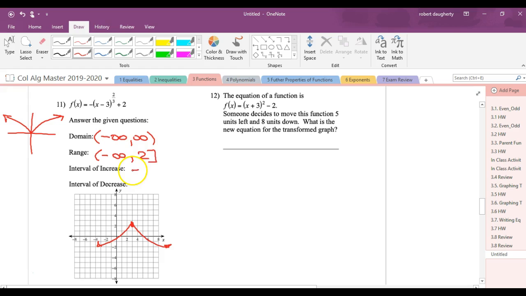Increase: it increases from negative infinity all the way over to 3, and it decreases from 3 to infinity.